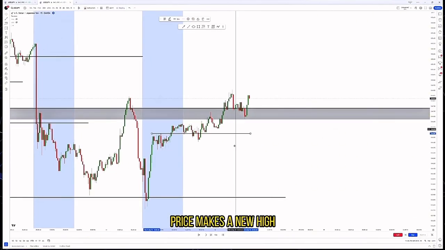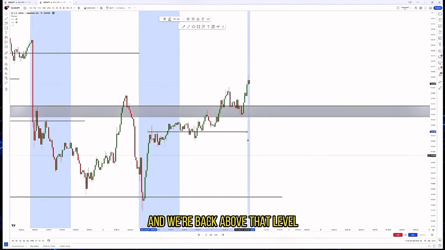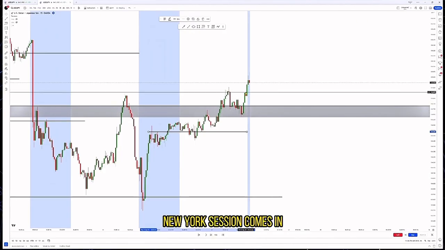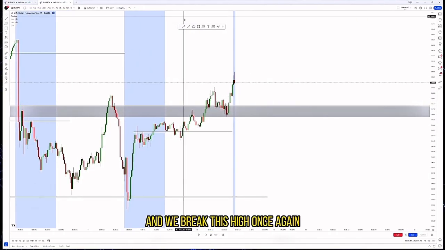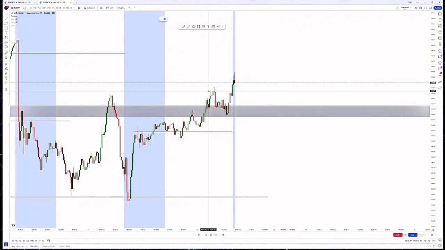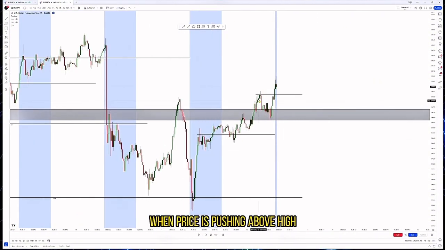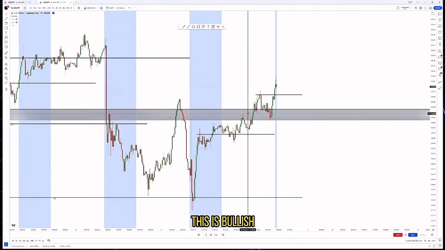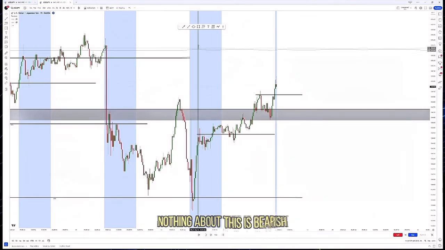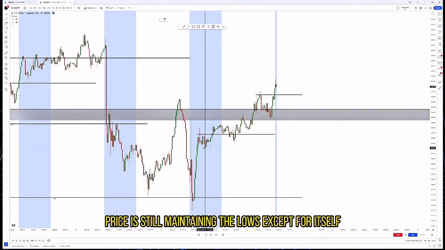Price makes a new high and we're back above that level. New York session comes in and we break this high once again. So this is already giving us bullish information. When price is pushing above highs, this is bullish. Nothing about this is bearish. Price is still maintaining the lows it set for itself.